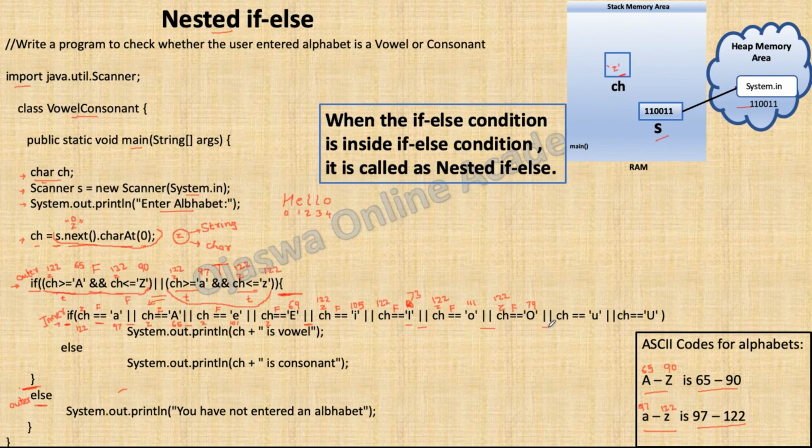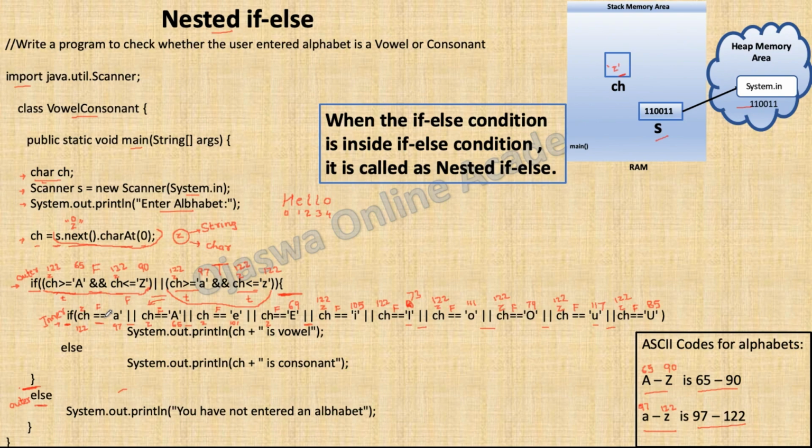Again by using the OR operator, we'll check whether the user entered character is lowercase u. ASCII code for lowercase u is 117. So 122 is not equal to 117. Hence the condition is false. Again by using the OR operator, we'll check whether the user entered character is uppercase U. ASCII code for uppercase U is 85. So 122 is not equal to 85. Hence the condition is false.